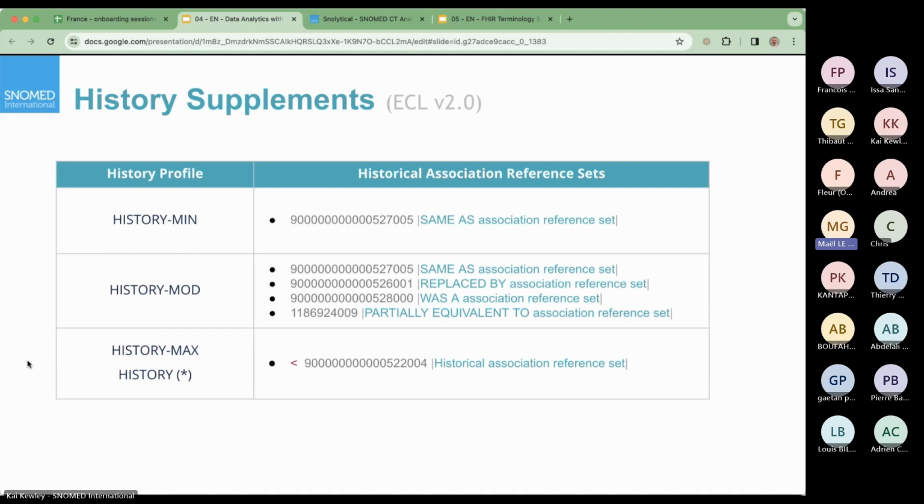If you, for example, wanted a query that included the same as and the was a, let's say those 2, you can actually still construct an ECL. It's not very pretty, but you can do it. But these profiles are like syntactic sugar to make it easy. They're like shortcuts for different sets of historical associations. So these can be used in the ECL language, used in the history supplement. They can also be accessed in the FHIR terminology server as an implicit concept map. That's another way. Or they could be accessed in the RF2 files. They're published as reference sets.